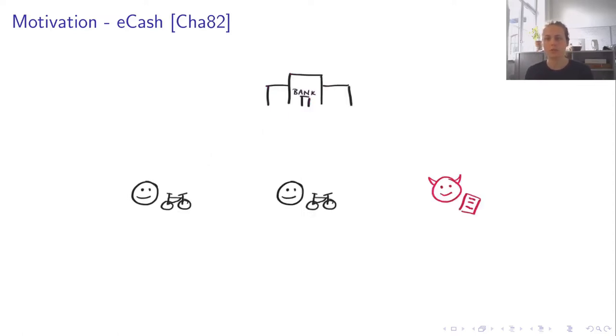Also, due to the one more unforgeability, if one of the users is malicious and he interacts with the bank a bunch of times and gets some money, he cannot generate more distinct signatures than he got from the bank. So he cannot do this. So if he interacted once, he cannot generate a blue signature and a green signature. However, of course, there is still the issue that he could copy the same signature several times, so we still need some detection mechanism for that sort of attack.